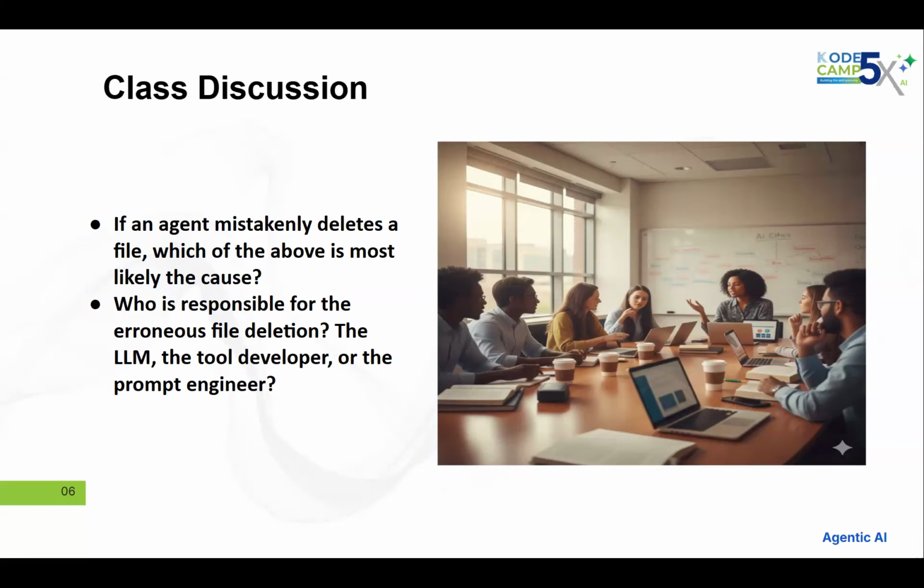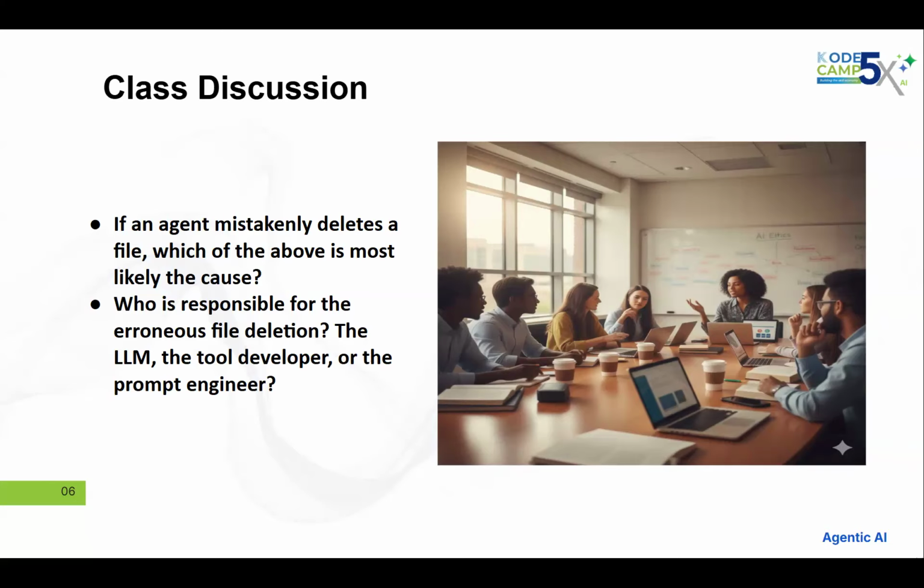Is it the LLM that went to call the tool to delete when that is not what the user wants to be done? Or is it the developer of the tool? Or is it the prompt engineer who wrote the agent's system prompt? Well, obviously the LLM, because it's the LLM that made the decision in this case. So you have said it's the tool developer. Do you still stand by that? Yes, I have to stand by that for now.